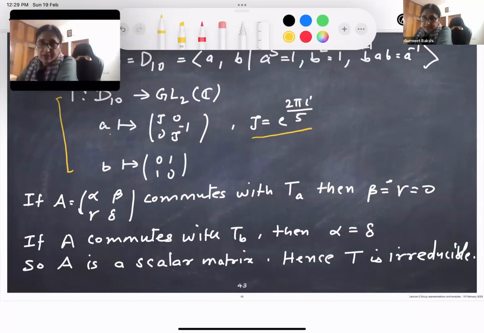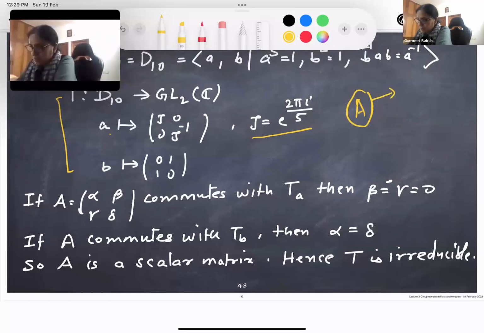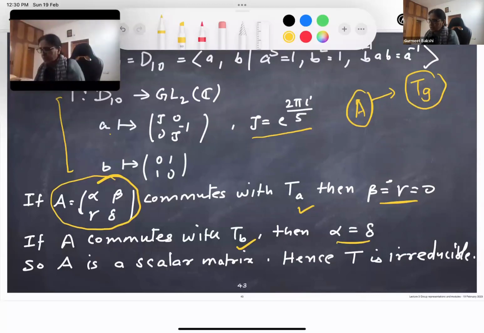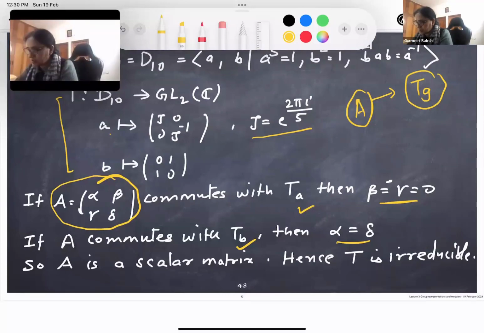I can apply what I have just said, that this is an irreducible representation if the only matrices which commute with all T_g are scalar matrices. So I just took a matrix, and if it commutes with all T_g, then in particular it commutes with T_A and T_B. As soon as it commutes with T_A and T_B, you can prove that it is a scalar matrix. So this is just a small check. And therefore, because the only matrices which commute with all T_g are scalar, this is an irreducible representation.